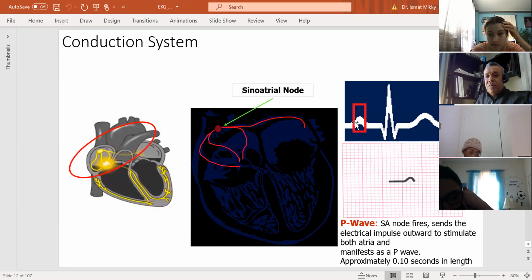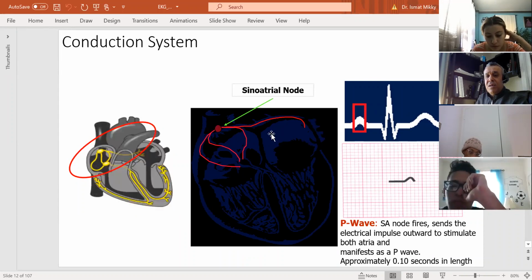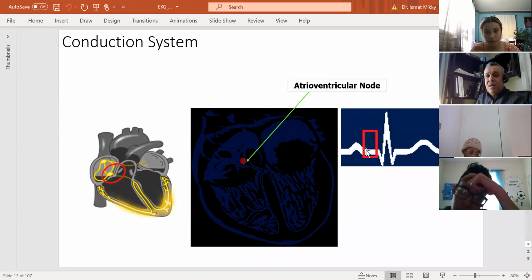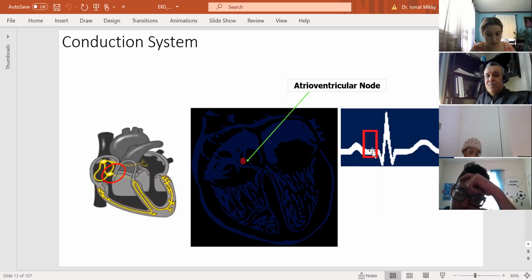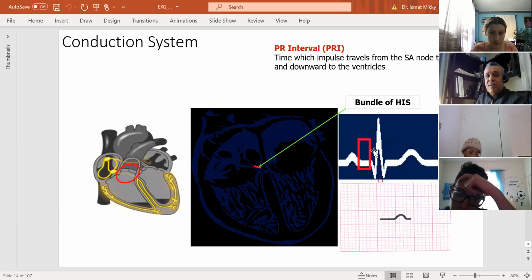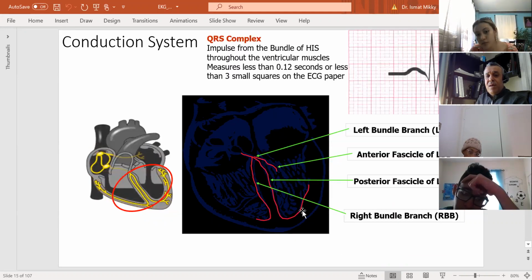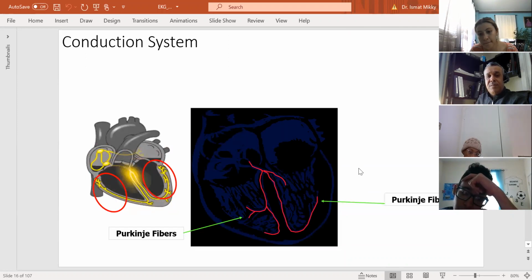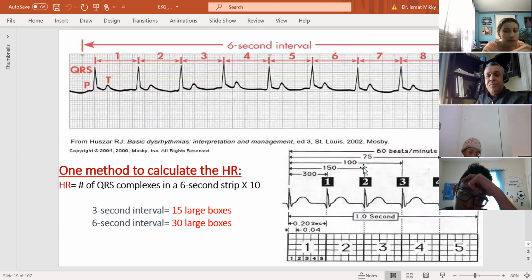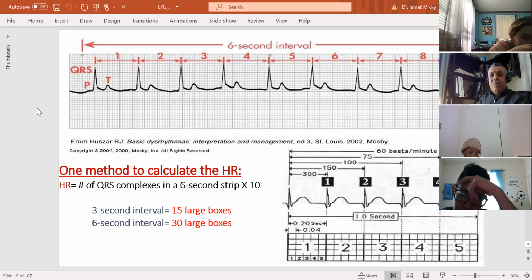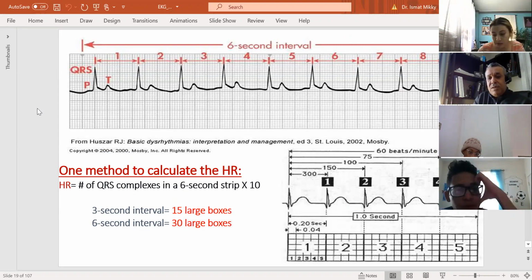P wave, atrial, PR interval, and then the bundle of His, and then the rest of the conduction system, as we discussed earlier. Now, any questions so far? Before we go to the systematic analysis and calculation of the heart rate from the EKG.